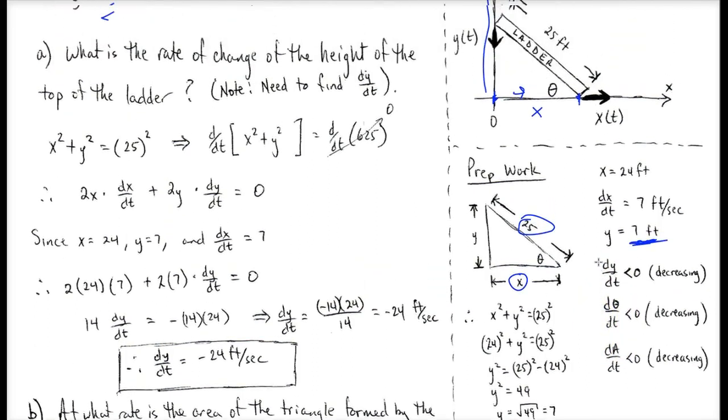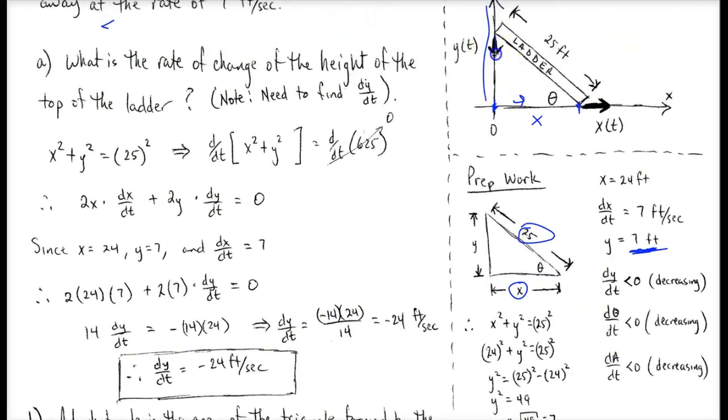So going back up at the model, you'll see here that the height of the ladder on the wall with respect to the ground is a function of time, because as the base of the ladder slides further and further away, the ladder's height gets less and less and less. So because of that, we know that this vertical height of the wall is decreasing, which means that it should be negative. The angle that is in between the ladder and the wall is also decreasing, and the area is also decreasing.